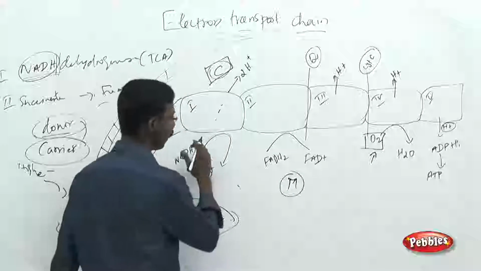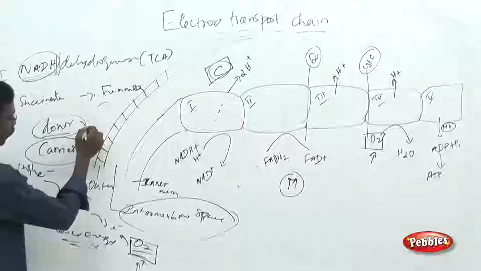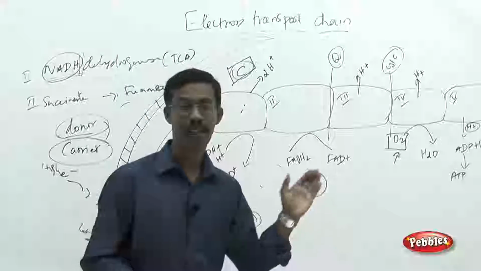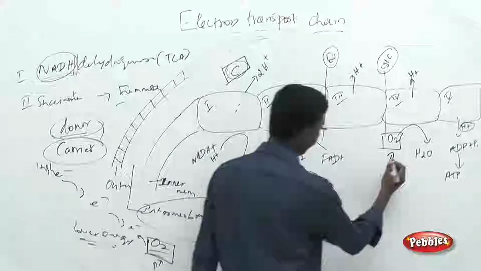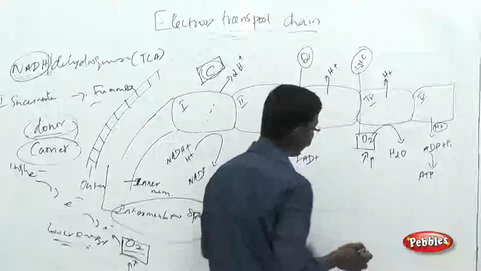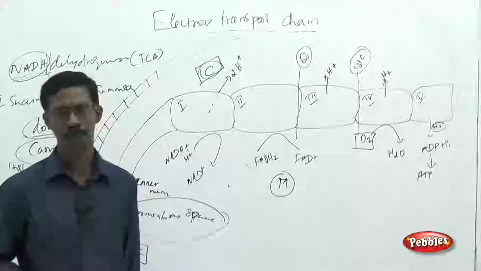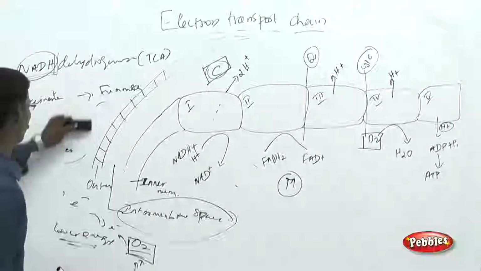So what is the ultimate principle over here? As I told you, the electrons move from the donor to the carrier or to the electron acceptor through their electronegativity property. The final electron acceptor has a high electronegativity compared to the remaining complexes involved in the electron transport chain. This is the first thing you have to remember about the electron transport chain.